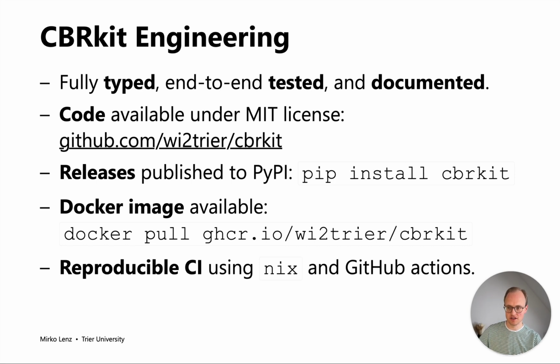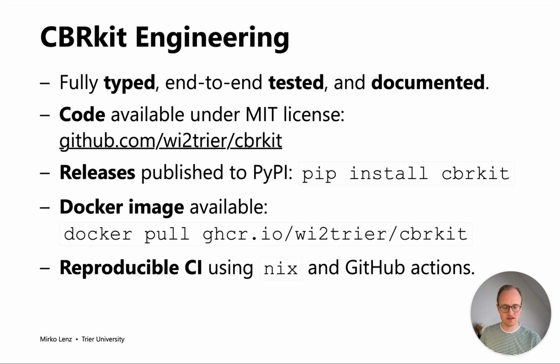Some notes regarding the engineering. CBRkit is fully typed, so every function has type annotations. We have end-to-end tests and also individual tests for the functions and documentation for the entire code base that is then auto-generated to a web page. The code is available under the MIT license with releases published to PyPI, meaning you can just do pip install cbrkit to get started. The command line interface can easily be used via Docker as well, so you can use it on any system, even if Python is not installed. And the continuous integration is powered by Nix and GitHub Actions, making it reproducible.